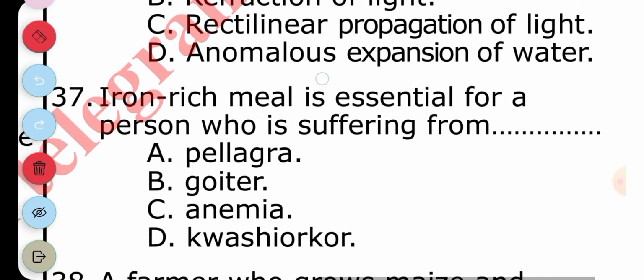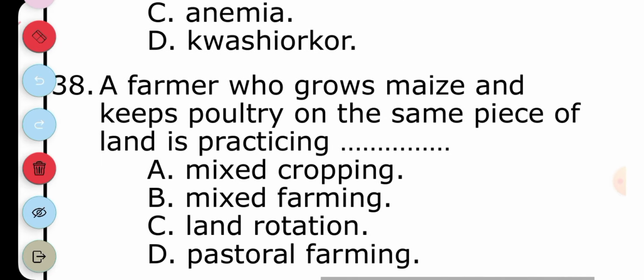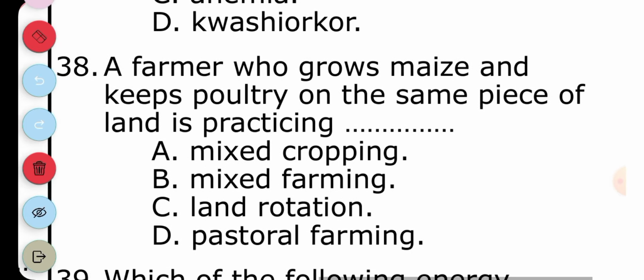Question 37. Iron-rich meal is essential for a person who is suffering from A, pellagra, B, goiter, C, anemia, D, kwashiorkor. The answer is C, anemia. 38. A farmer who grows maize and keeps poultry on the same piece of land is practicing A, mixed cropping, B, mixed farming, C, land rotation, D, pastoral farming. The answer to this is B, mixed farming.